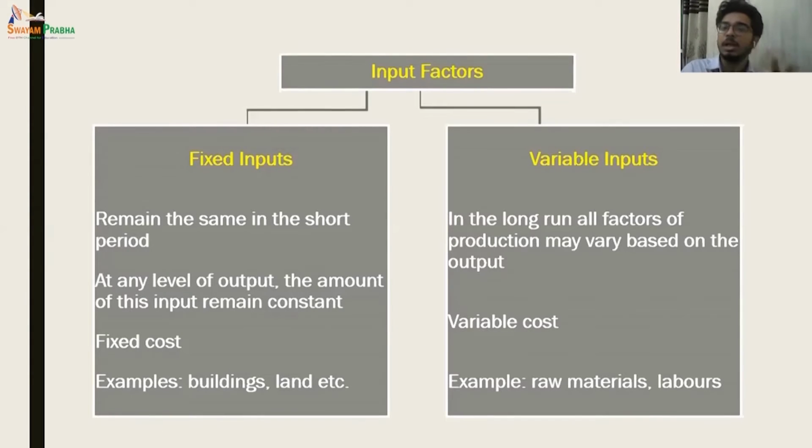So there are, as I said, two types of inputs: fixed input and variable input. In long run, all the inputs are variable. In short run, at least one input is fixed. It can be more, but at least one has to be a fixed input.